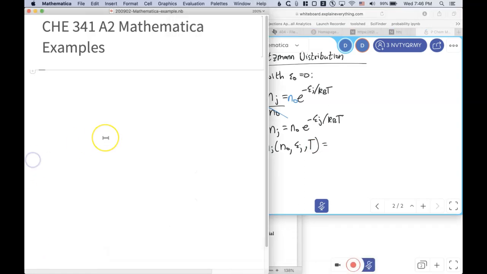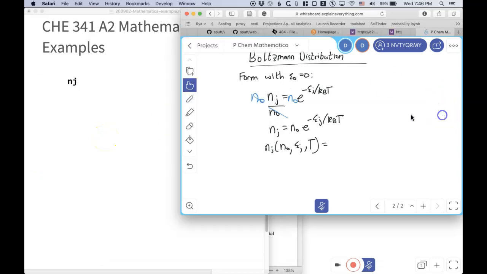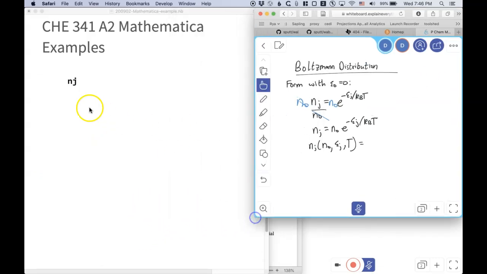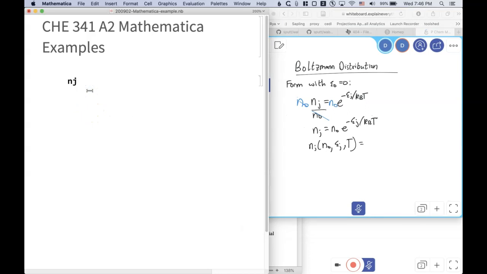So in Mathematica notation, I'll call my function nj just like here. So I'll call it n sub j. And again, square brackets for functions, so it's a function of n0, energy, j or something like that, or maybe energy, and t. This one, we could put as a Greek letter, but I'm going to avoid that just so I don't have to type that. And then to define a function, it's the colon and then an equals. And then I can just define it mathematically.